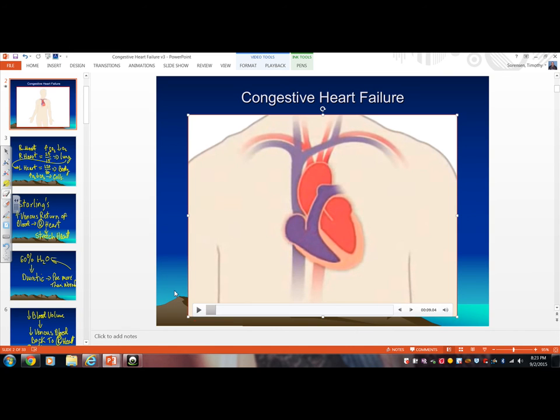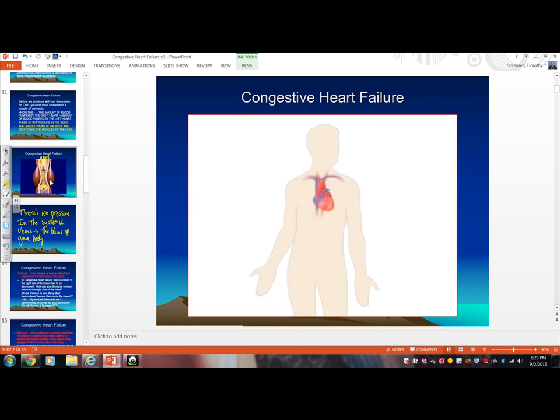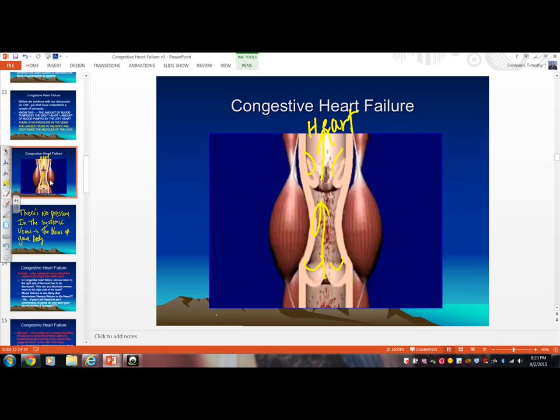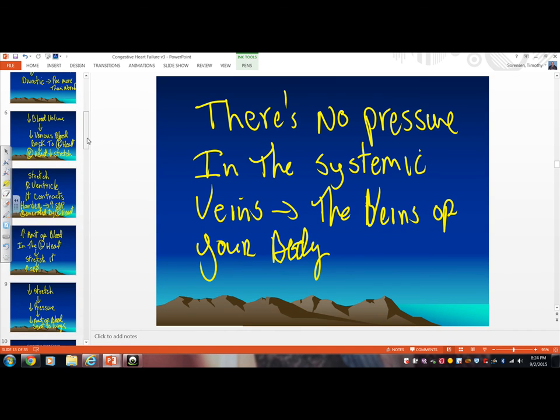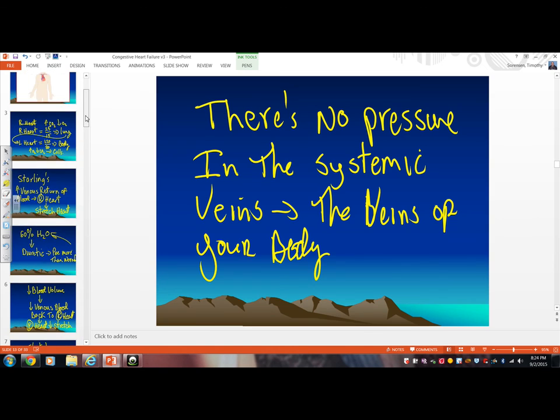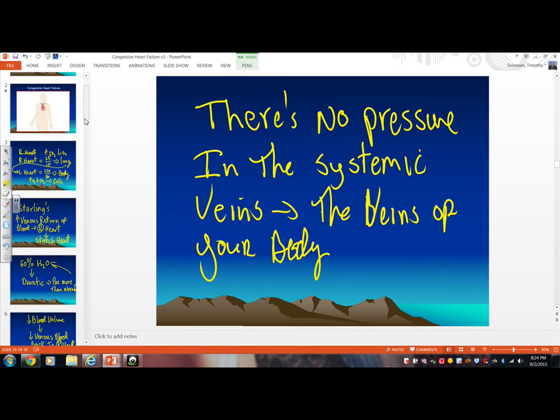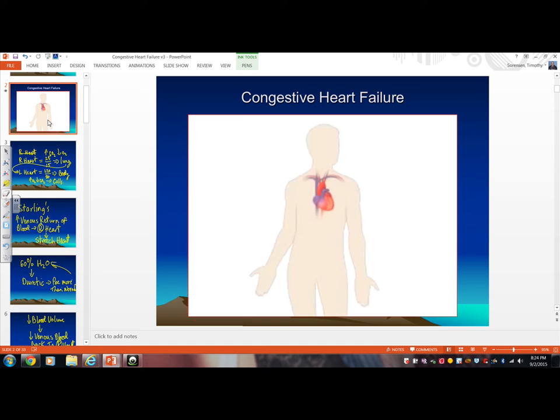So watch. Where do you store a lot of extra venous blood? You store it in your legs. I told you there's no pressure in the systemic veins. I actually wrote it too. So if somebody's bleeding, where do you store extra blood? Venous blood in your legs. There's no pressure in the veins.